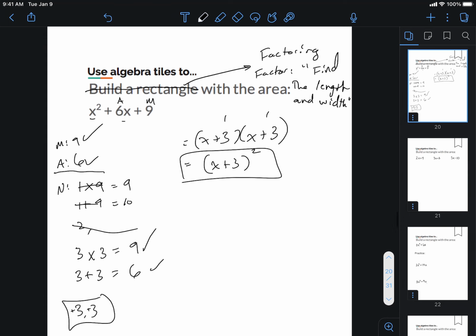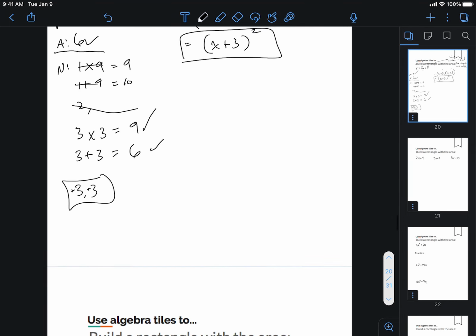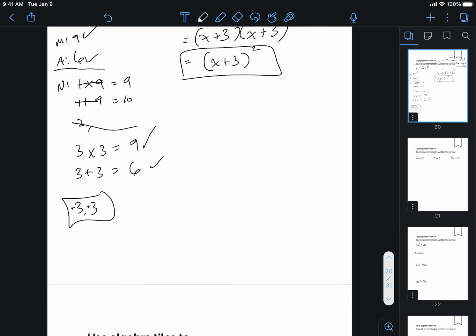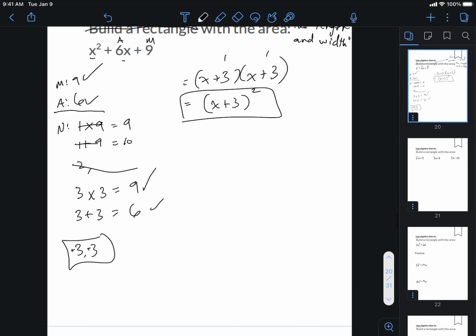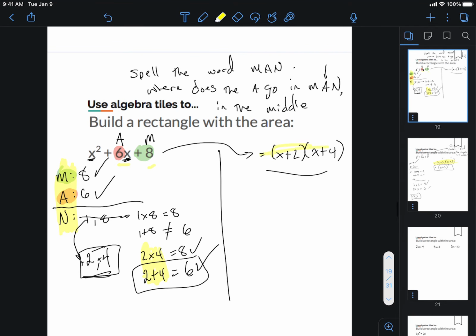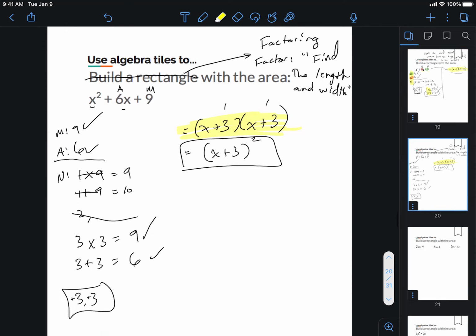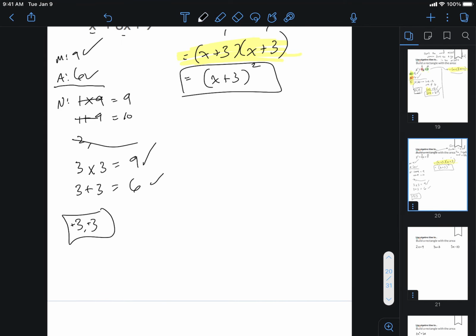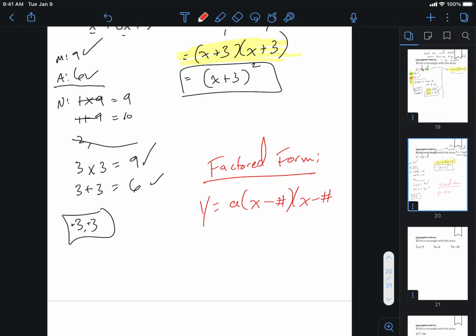Now, if you guys think back, just to tie this all together for you, if you guys think back to this morning's lesson, at the very, very first thing we did today, we talked about the 3 different forms. This right here, I want you guys to look at this. Or this one. That looks like this. Remember I wrote down on the sheet this morning, factored form. What did factored form look like? It looked like this. y equals a times x minus a number, times x minus a number.